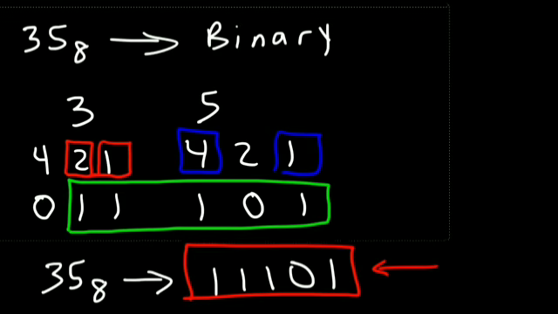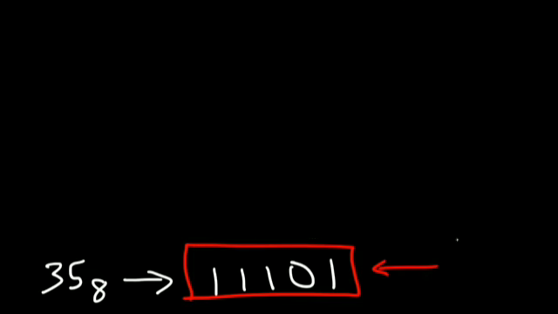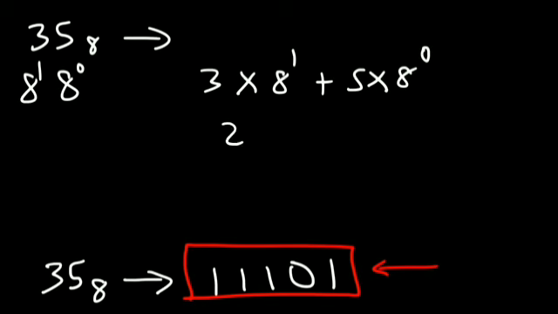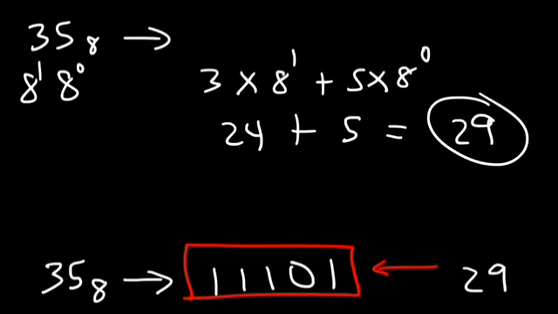Now, if you want to check your work, here's what you can do. Let's convert the octal number into a decimal number, a number in the base 10 system. To do that, you need to multiply the 5 by 8 to the 0 and the 3 by 8 to the 1. So it becomes 3 times 8 to the first power plus 5 times 8 to the 0 power. 3 times 8 is 24. 8 to the 0 power is 1, so that's 5 times 1, which is 5. And so the sum is 29.